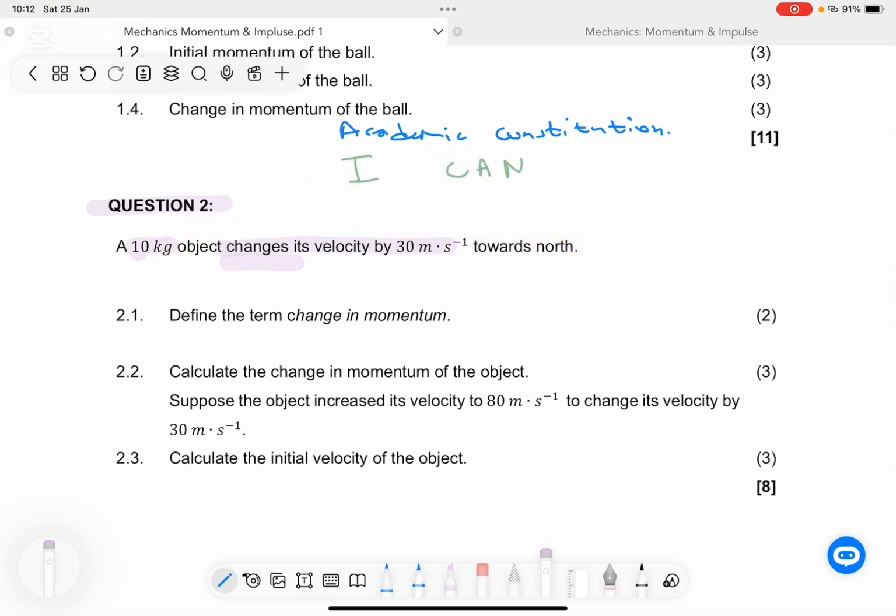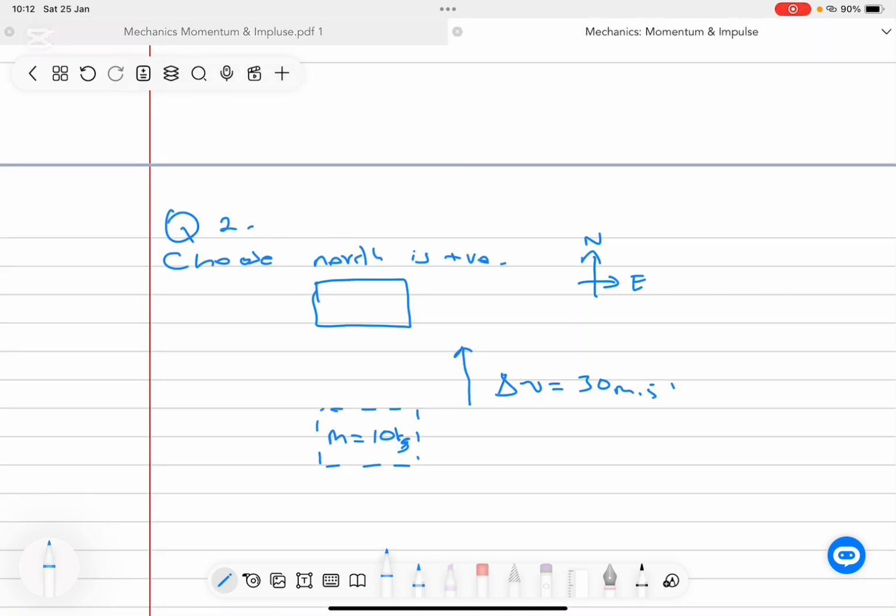So we are done with problem classification. We now have a full understanding of this problem. We can move to the rule of A, which stands for answering the questions. We go directly to answer the questions now. Rule 3. Question 2.1 says to us, define the term change in momentum.